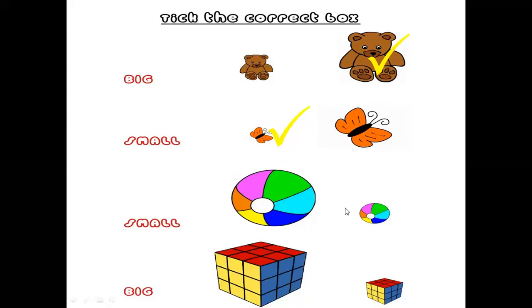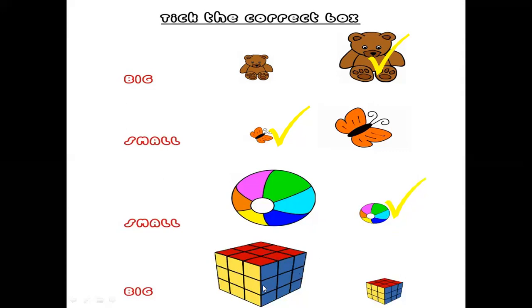Now again there are two balls. One is small, one is big. So again we are going to tick the small one. Look here, in front of the ball the word is small, so we will tick the small one. Which one is small? This one or this one? This one is not small. This one is big. So this one is small. We will take this one. Yes, we take it.